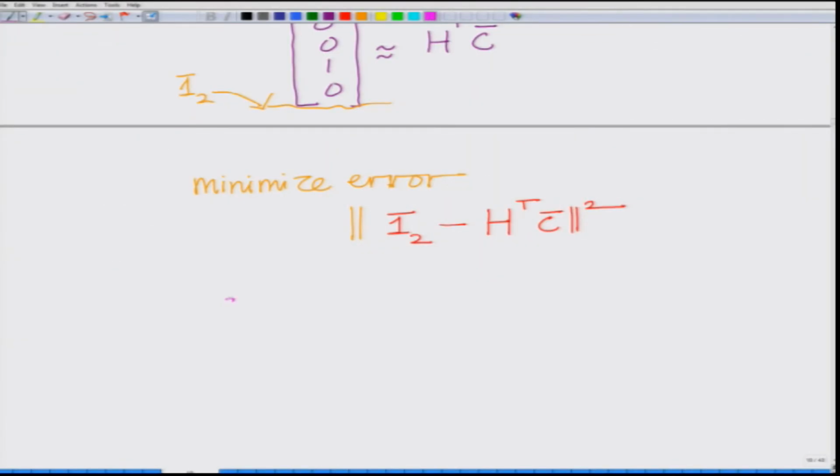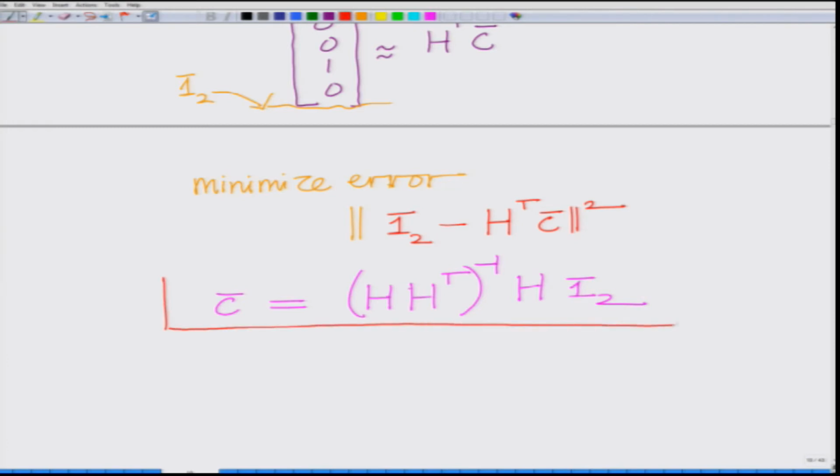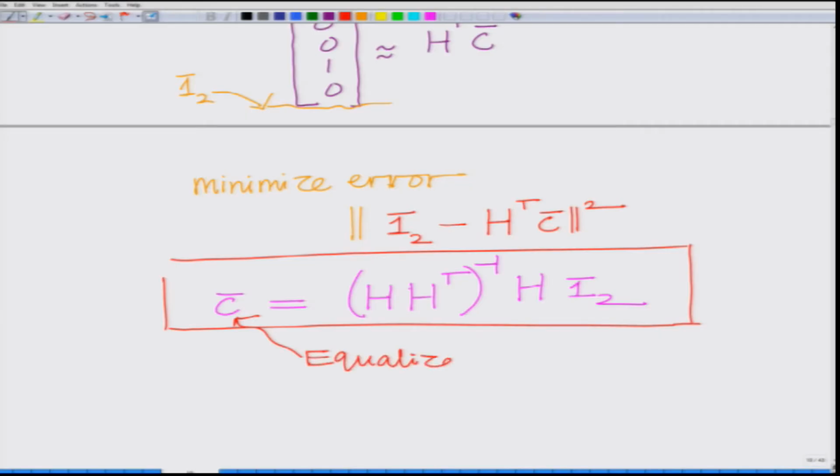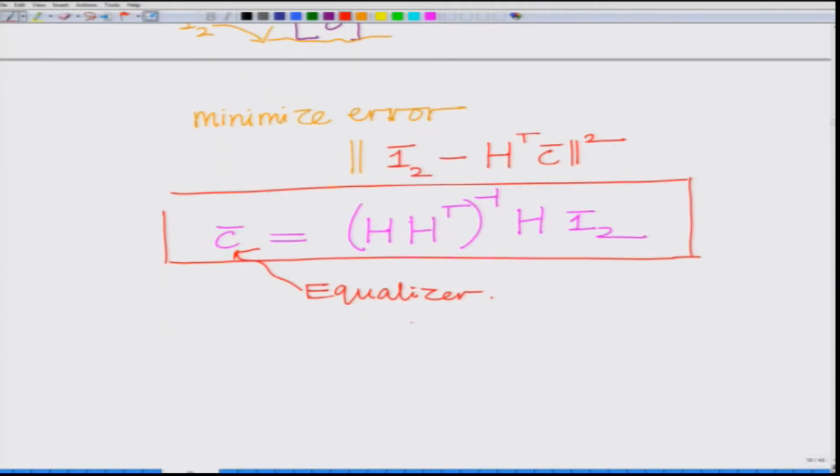Once we have reduced it to the least squares problem, the equalizer design is given by the least squares solution. That is something we are already familiar with, and therefore the equalizer is the pseudo inverse of H transpose. Remember, the pseudo inverse of H transpose is H transpose inverse times H, into this vector 1 bar 2, and this is the equalizer. This is the equalizer that we have already designed and seen through an example.